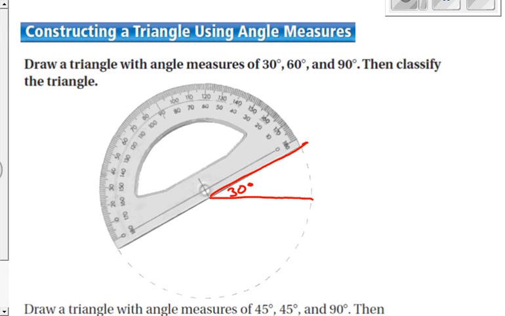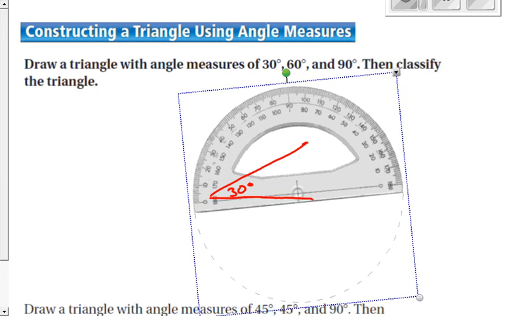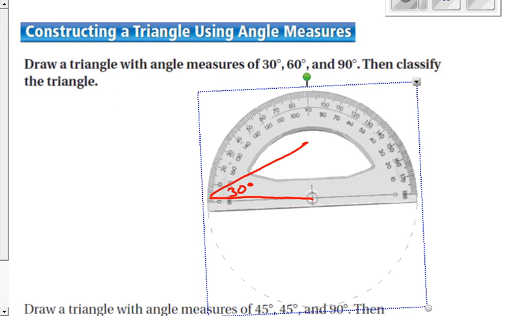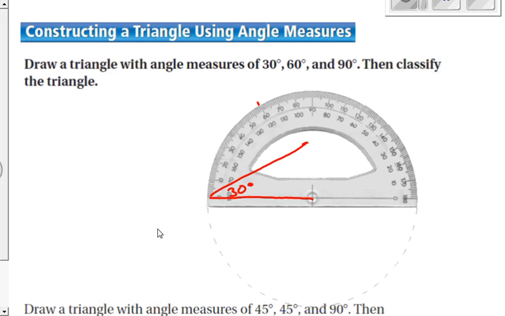Now what I'm going to do is move my protractor to the other side of my line. And I'm going to straighten it out and make a 60-degree line. So from this side, I'm going to make 60 degrees, which is actually over here. So now I'm going to connect these two.